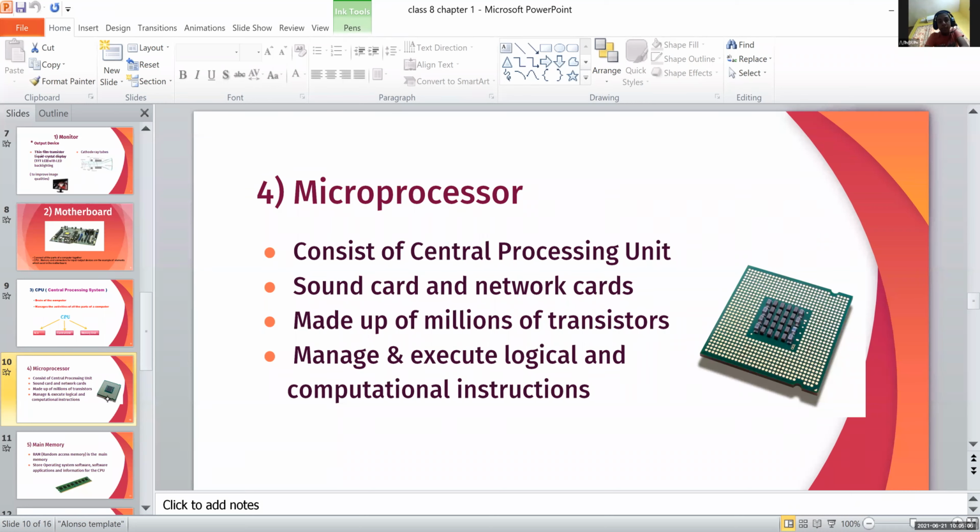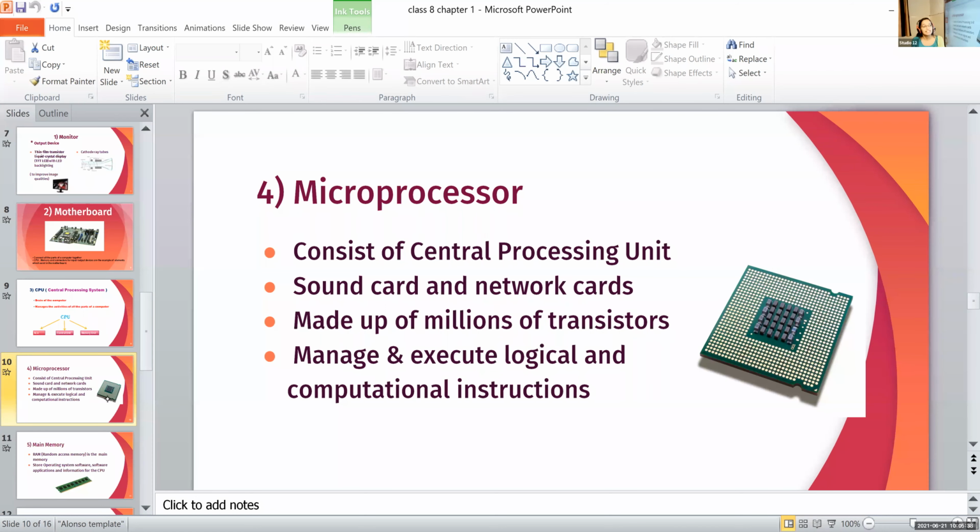So microprocessor consists of a central processing unit. It is one of the main parts of the computer. It is a single chip made up of silicon. Then it consists of sound cards and network cards. It is made up of millions of transistors. Here you can see many transistors. It can manage and execute logical and computational instructions.